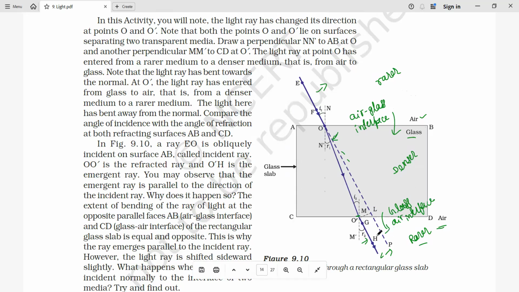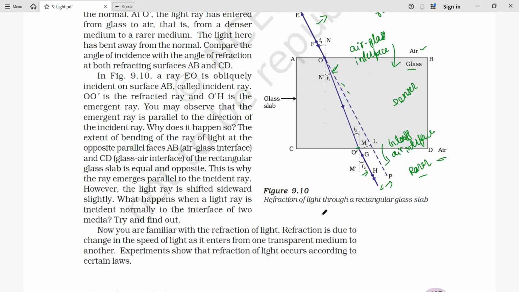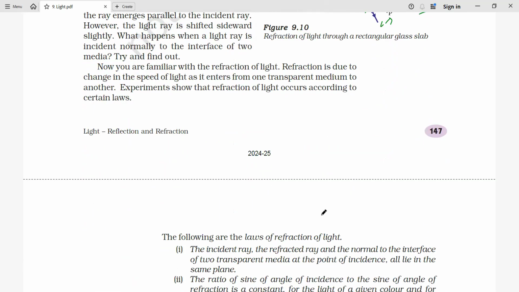Okay. So that's why shifting takes place at both positions. In the first one, it is bending towards the normal. In the second interface, it's moving away from the normal at point O dash. So this is the discussion about how this refraction of light takes place through the rectangular glass slab.